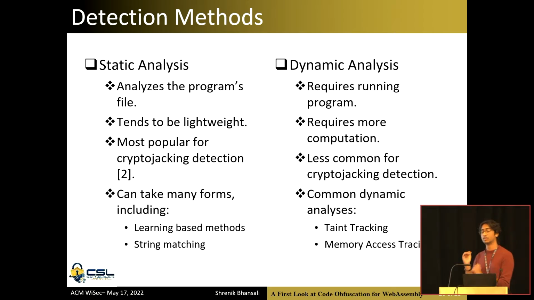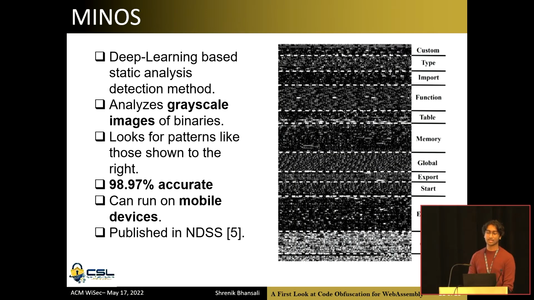These defense mechanisms tend to be written for mobile devices as well, so they tend to be very efficient. On the other hand, dynamic analysis requires running the program, requires computation, and creates a performance overhead that isn't realistic for cryptojacking detection methods to have on hardware-constrained devices and mobile devices. So common dynamic analyses like taint tracking and memory access tracing are not realistic to be implemented for mobile devices. And in the literature, while these methods do exist for WebAssembly, they would never be implemented as a method in real time to detect cryptojacking samples.